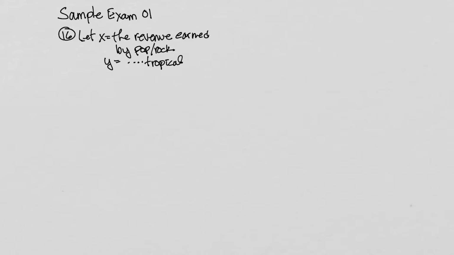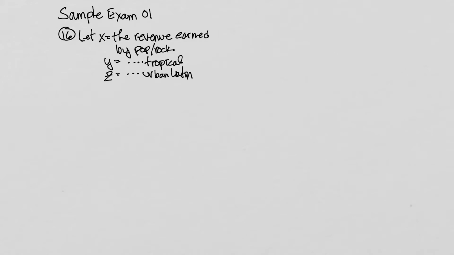So we're going to let our variables be the number of dollars brought in by each one of these types of music. We'll start here by letting X be the revenue earned by pop rock. Then Y will be the revenue earned by tropical. And Z, our last category, that'll be the revenue brought in by urban Latin music.